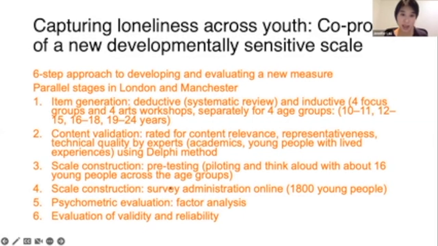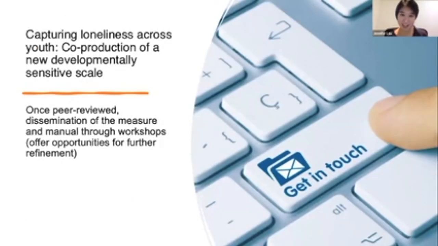And then we'll create the scale, which we'll administer online to around 1,800 young people. And then we'll do some fancy statistical analysis on it to look at the psychometric properties to make sure it's reliable and also valid. Once that measure is peer reviewed in about 3 years' time, or well, maybe 2.5 years' time, hopefully, we'll then disseminate the measure through workshops where there'll be further opportunities to get feedback and to refine it.